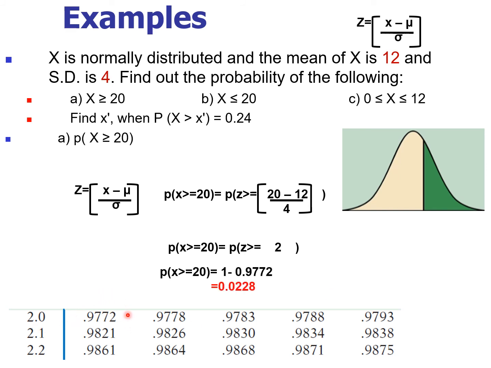What is this area? The table gives the area to the left hand side of the z value, right? But we want the area to the right hand side of the z value. That is 1 minus this number. So thus we get the answer: the probability for x greater than or equal to 20 is this.